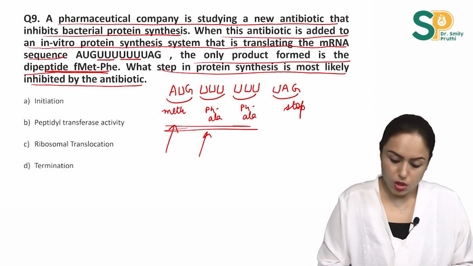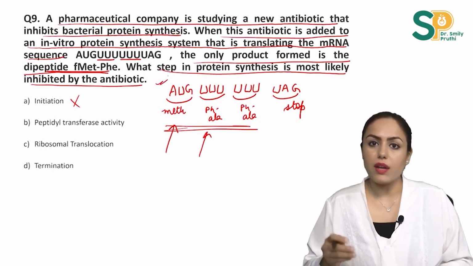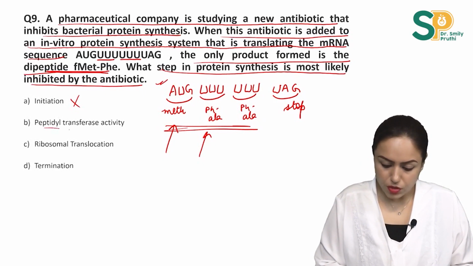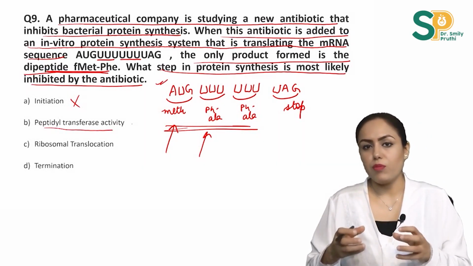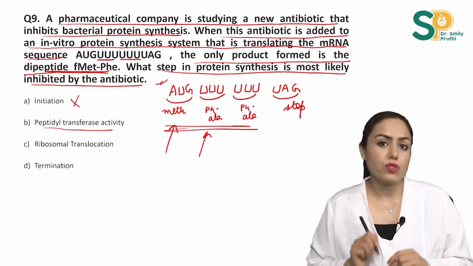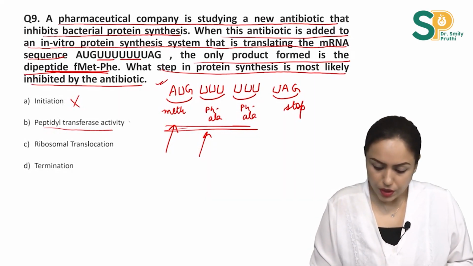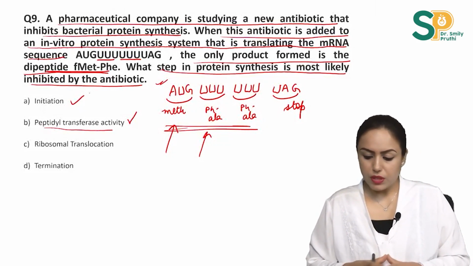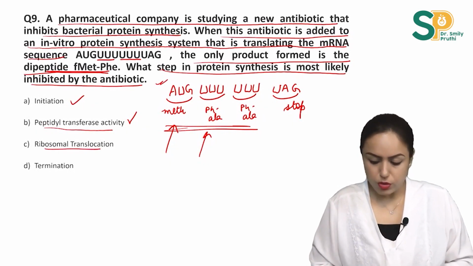Option A says initiation. No, initiation is not affected because the initiation codon AUG has worked and methionine is getting added during translation here. Then peptidyl transferase activity. Peptidyl transferase activity makes a peptide bond between 2 amino acids and they are joined. So we have 2 amino acids joined here, methionine and phenylalanine. So peptidyl transferase activity is working, initiation is working, but they are asking which step is inhibited. Now option C is ribosomal translocation.